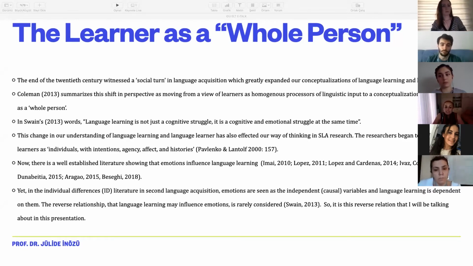However, there is a reverse relation between emotions and language learning. That is, language learning process causes some emotions to emerge in learners, and those emotions which emerged during the process of language learning either negatively or positively affect the learners. So in this talk, I will be talking about this reverse relationship.